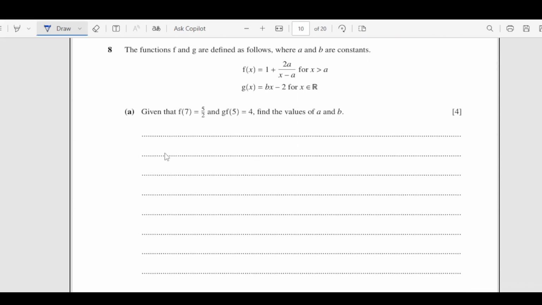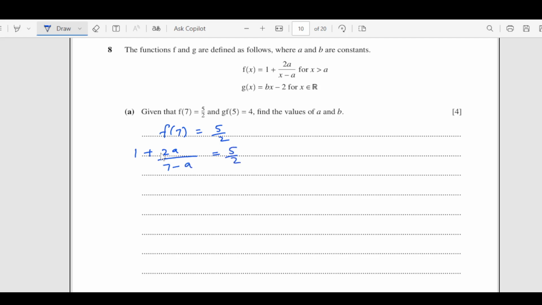Now let's do number 8. The functions f and g are defined as follows. A and b are constants, f(x) is given, g(x) is given, and given that f(7) is 5/2 and fg(5) is 4, find the values of a and b. We are given f(7) is 5/2, so we substitute the value of x as 7 over here. So 2a over 7 minus a is equal to 5/2.